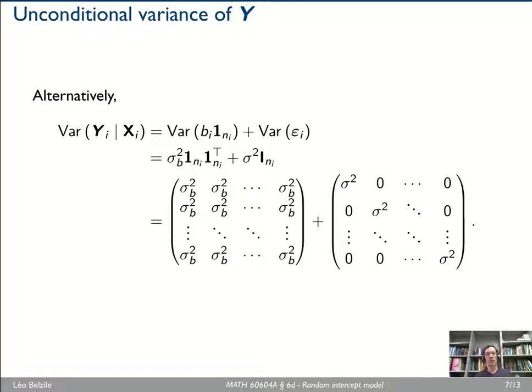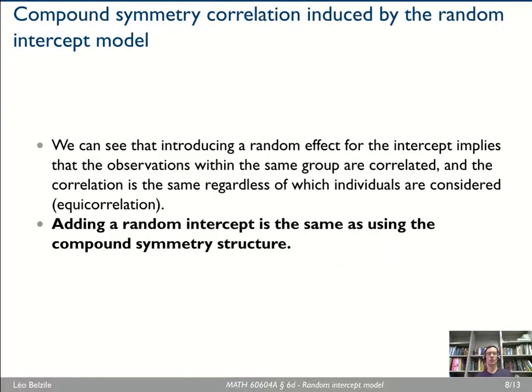The errors are independent, so it's just plus the variance of the error, and the errors are independent from one another, so they have variance sigma square times the identity. And when you look at this, we're really decomposing the total variation into the one that's due to the common b i term, which is random, and the one due to the error. And if I add the two, you get the compound symmetry model.